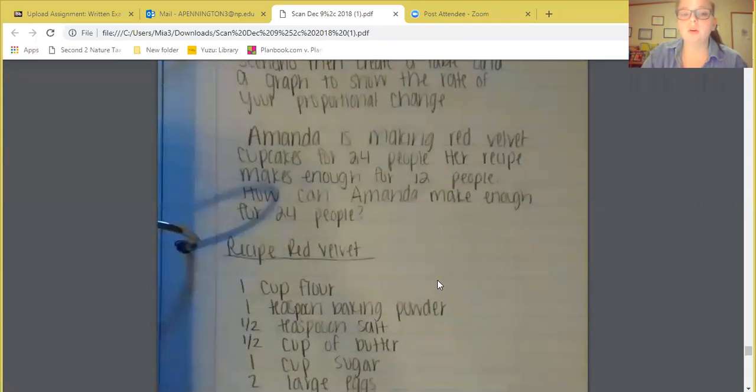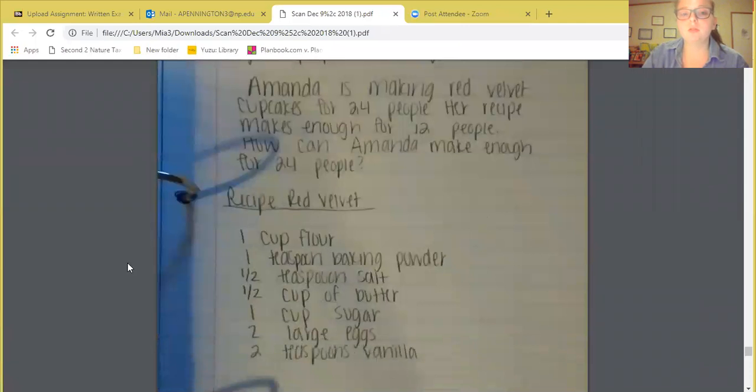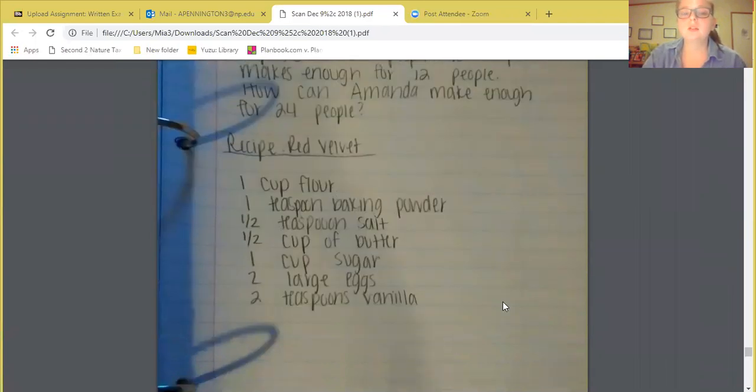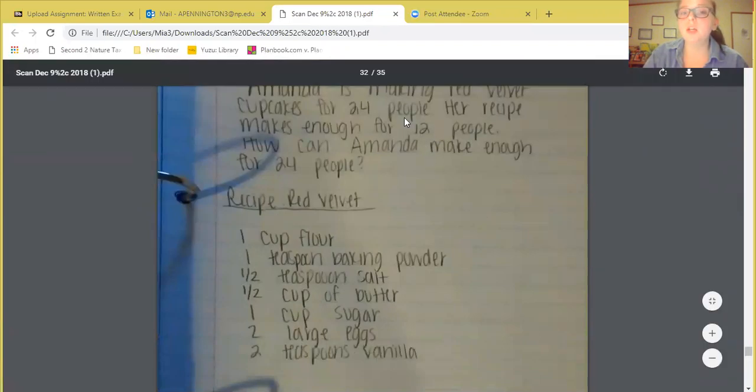So we know with our recipe that's down here, our original recipe, she has 1 cup of flour, 1 teaspoon baking powder, a half teaspoon salt, half cup of butter, 1 cup sugar, 2 large eggs, and 2 teaspoons vanilla. So to get from 12 to 24, we know that 12 times 2 equals 24. So that means we need to double all of our ingredients.